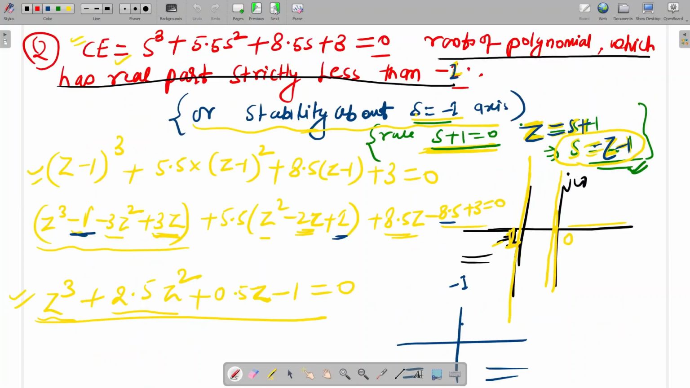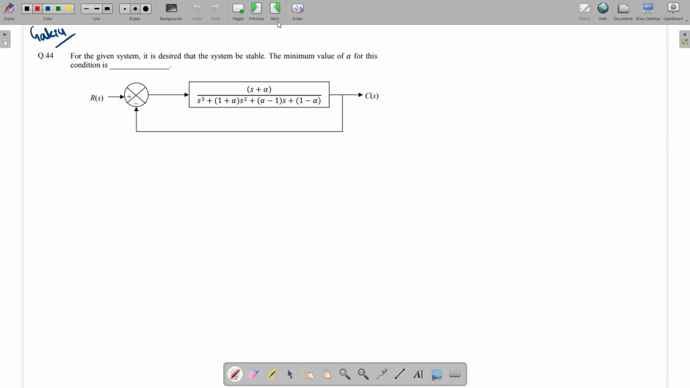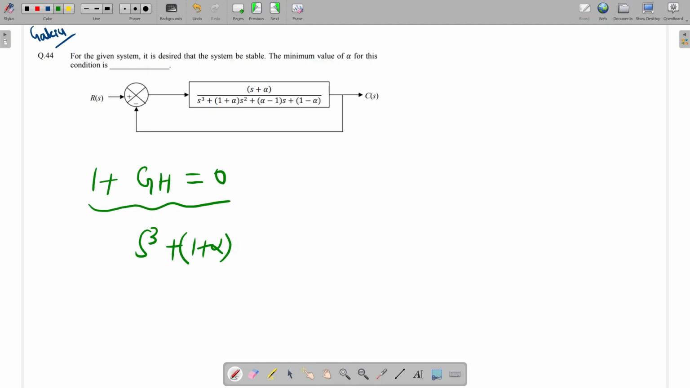Already these things I have discussed. And this I think all of you know. Also, this is a good question. For a cubic equation, I have already told you, we should apply the internal product and external product rule. So here I am going to write 1 plus GH equal to 0. So s cube plus (1 plus alpha) s square plus (alpha minus 1) s plus alpha s plus alpha plus 1 minus alpha, that will be plus 1 equal to 0.